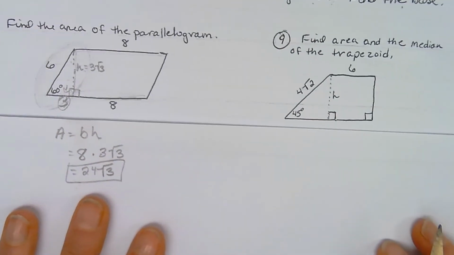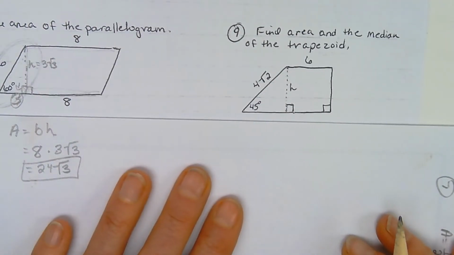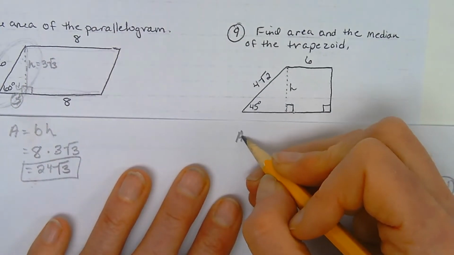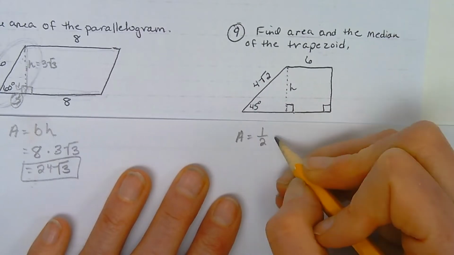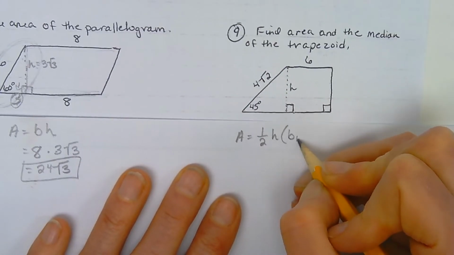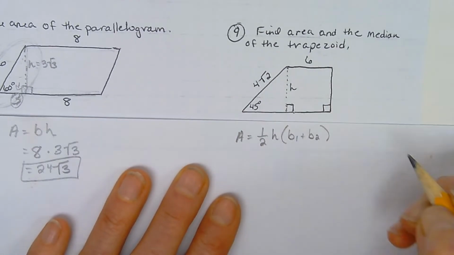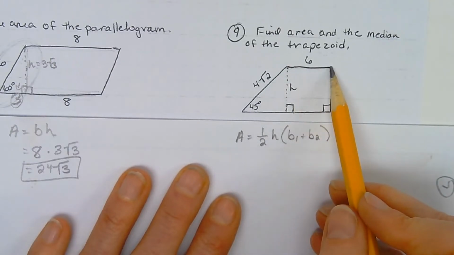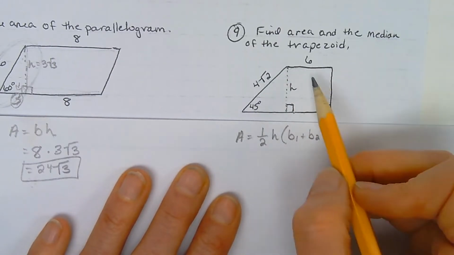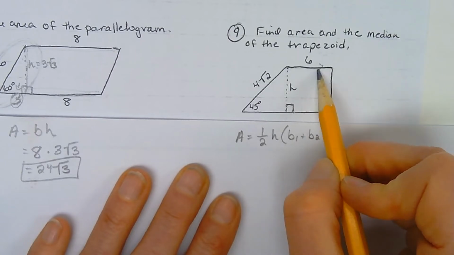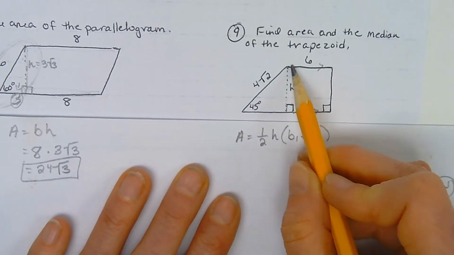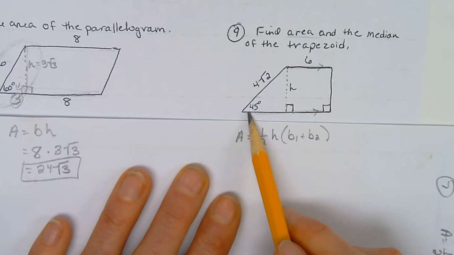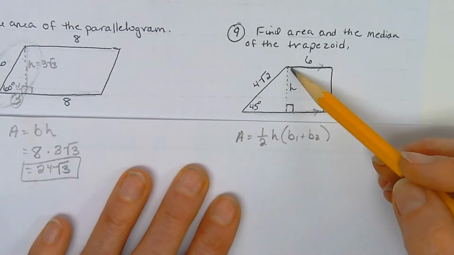Number 9, find the area and median of this trapezoid. Here's a picture, but we need the formula. The area equals 1/2 the height times base 1 plus base 2. Well, let's see. I have this base. Remember, in a trapezoid, the bases are the two sides that are parallel to each other. So this is the base and this is the base. But I don't have this base here. I also don't have the height.